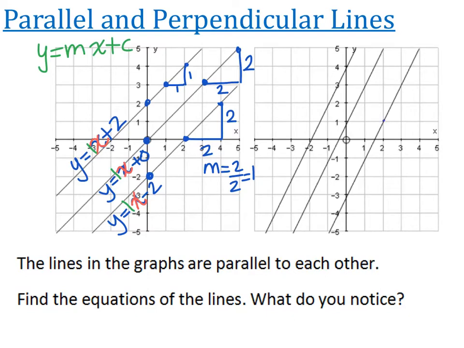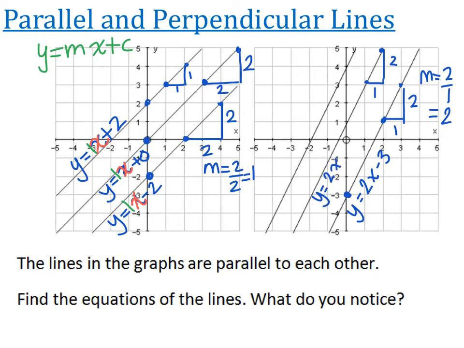So let's go over here. I've got this point and this point, 2 and 1. So the gradient is 2 divided by 1, which is 2. It crosses here at -3. So this line is y = 2x - 3. If I go to the next line, here's a nice point. Here's another one. 2 and 1. Oh, the gradient must be the same as well. So y = 2x, and it crosses here at 1.